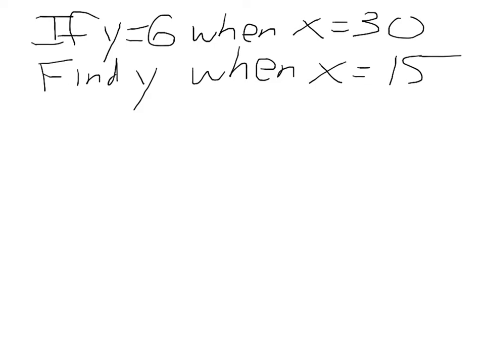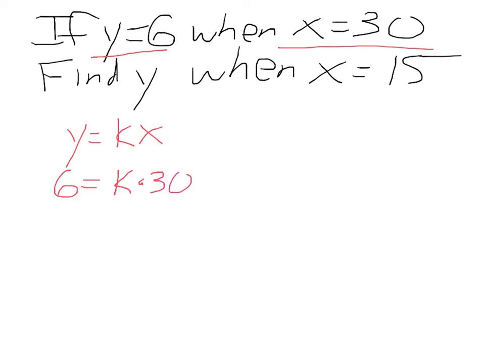Again, I'm going to start by trying to find k, right? So to find k, what equation should I write down? Y equals kx. That is true. Can I fill in any of the information? Like if I'm trying to find k, do I have the y and the x? Yeah, because I'm given that. So I can go 6 equals k times 30.